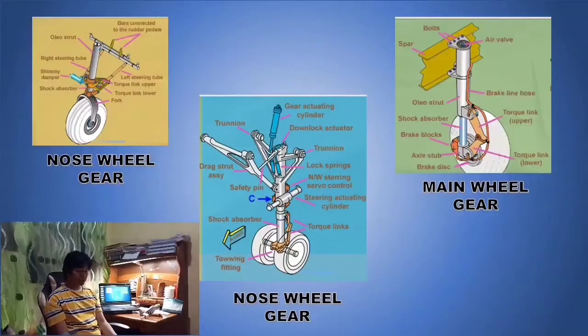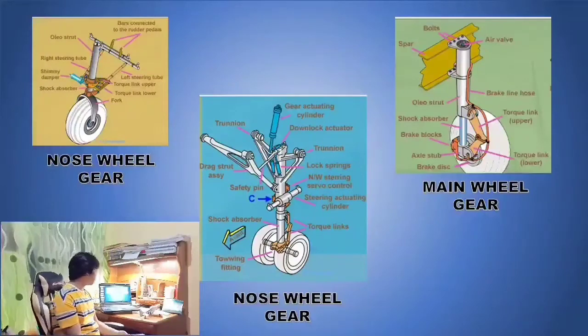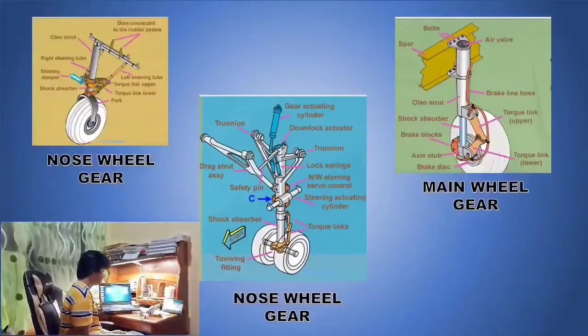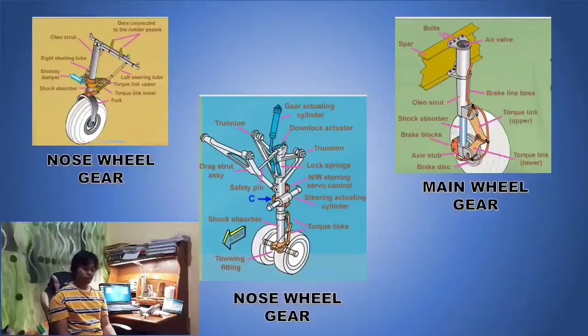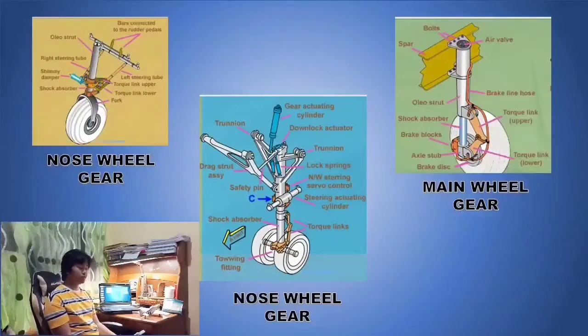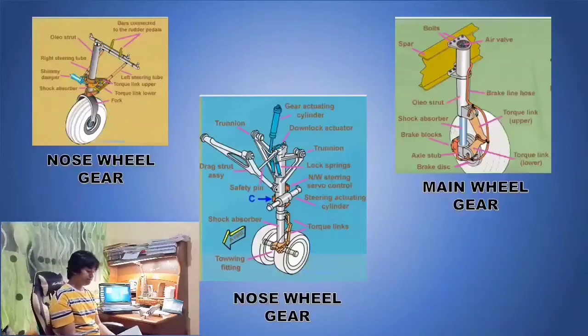Now this is an illustration of the parts of a landing gear. Now we will only be discussing the major components and its uses. Most landing gears have wheels to facilitate operation to and from hard surfaces, such as airport runways.